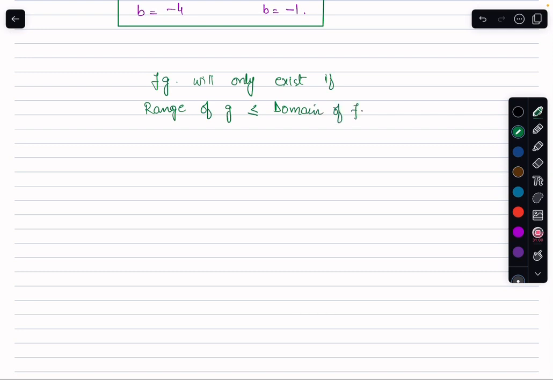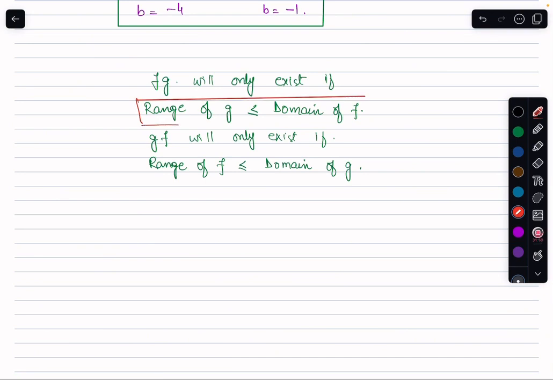So for a composite function fg, it is only going to exist if the range of g is less than or equal to the domain of f. If the function had been gf, then it will only exist if the range of f, meaning all the y values of f, is contained in or less than or equal to the domain of g here. So this is the condition that needs to be highlighted. This is the condition that one should know for a composite function to exist.